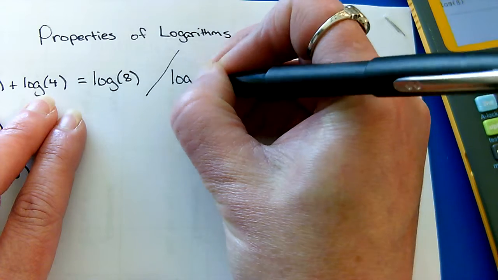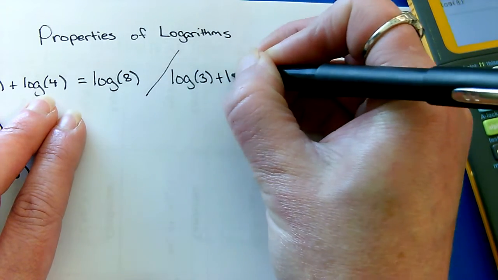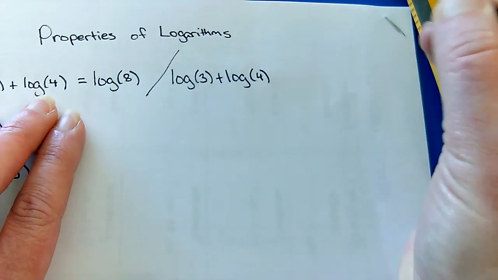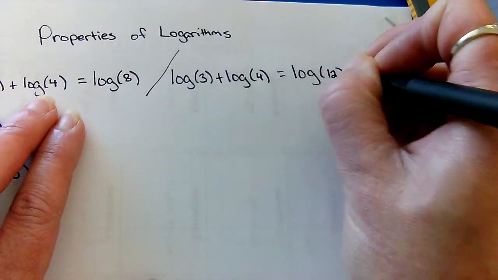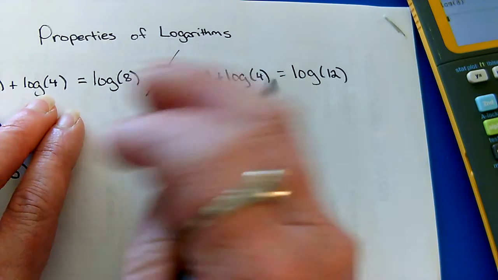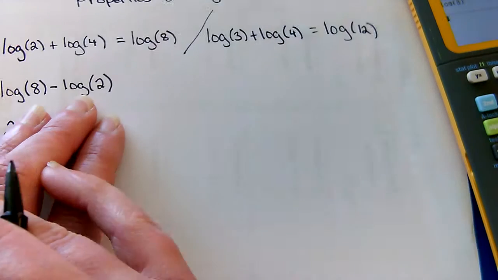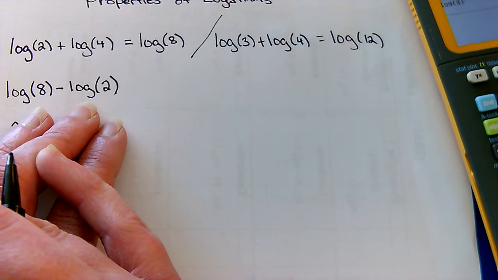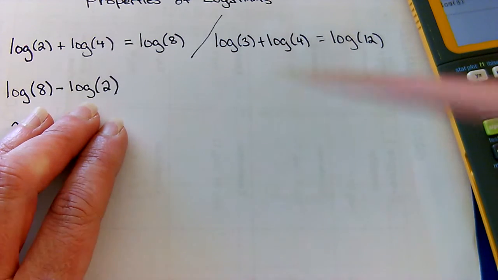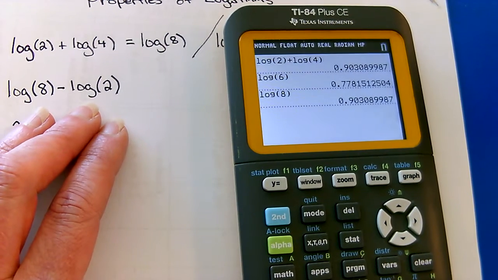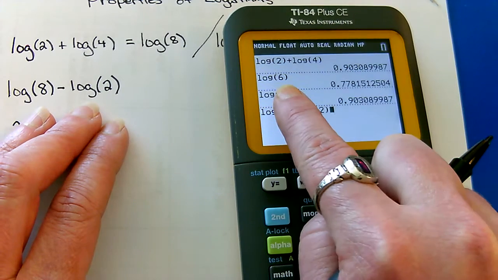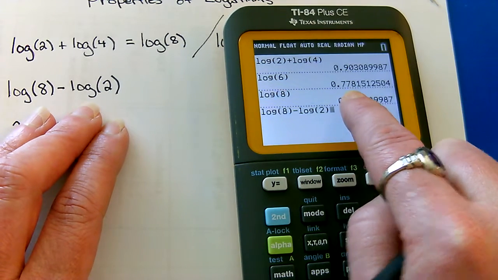What if I had log of 3 plus log of 4? How did they condense? Well, that would be log of 12, because 3 times 4 is 12. Now let's think about if it was subtraction between log of 8 minus log of 2. Well, common sense says 8 minus 2 is 6. So let's see, is log of 8 minus log of 2 going to be log of 6? That 0.778?